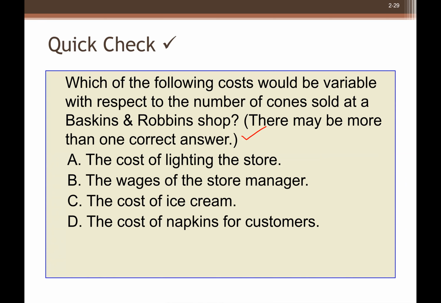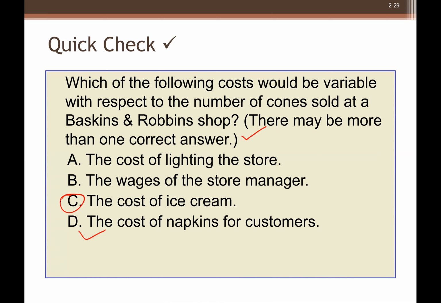If you think D, why didn't you consider C? No, sir, I said D, the last one, the cost of napkins. Yeah, but do you think C can be the answer or not? Okay, I understand. I don't think the cost of ice cream will be affected by the number of cones sold at the shop.